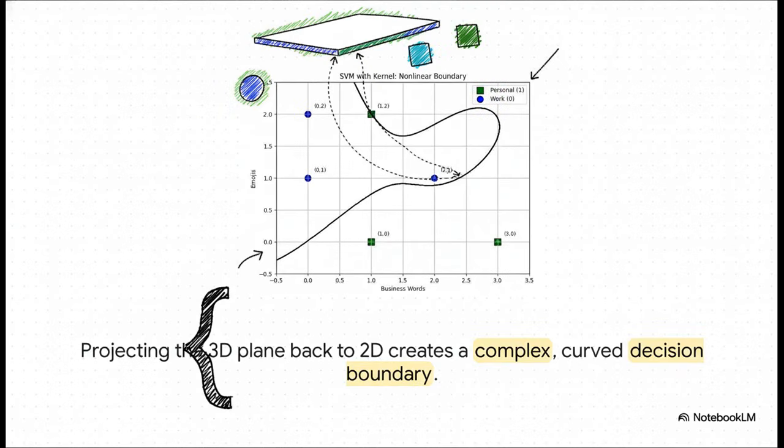And here's the final piece of the puzzle. When we take that simple flat plane from our 3D view and project it back down to our original 2D graph, it becomes the complex, perfectly curved boundary that we needed all along. That's the kernel trick. It's an elegant solution to a really messy problem.